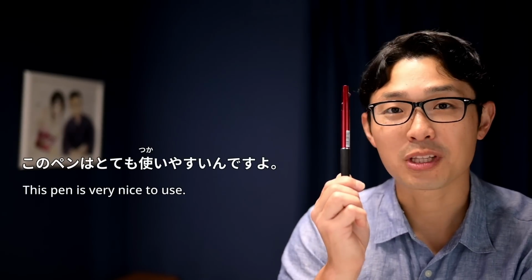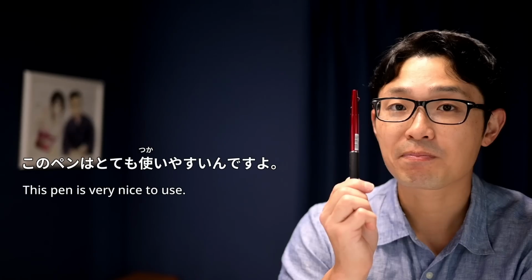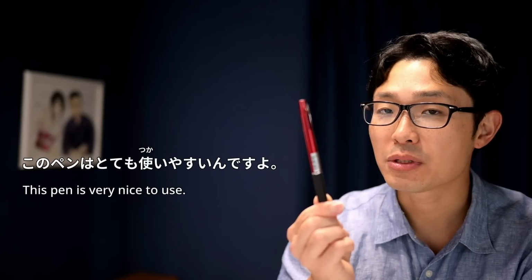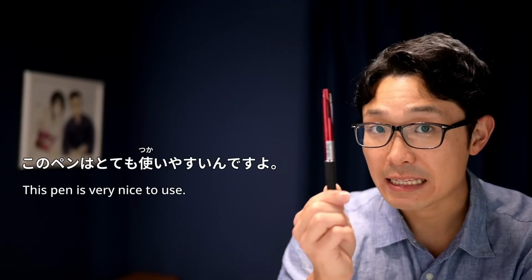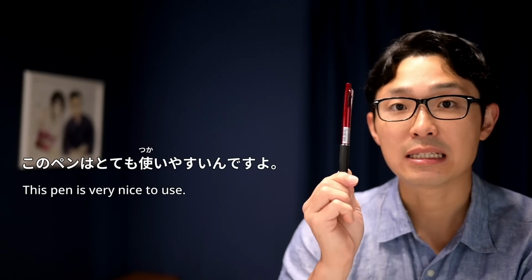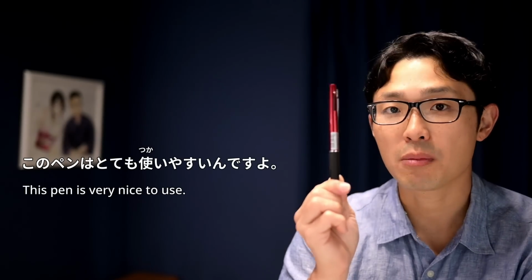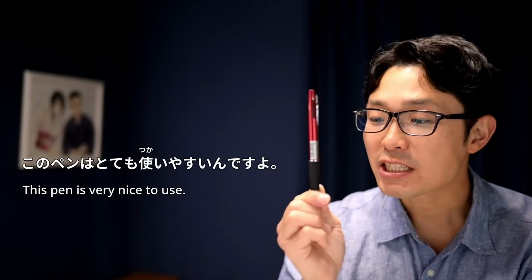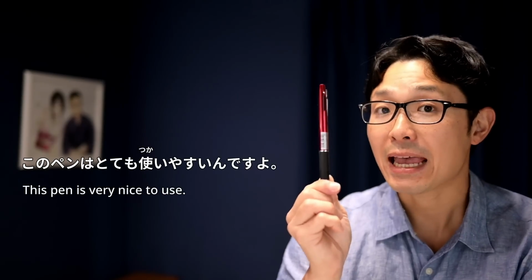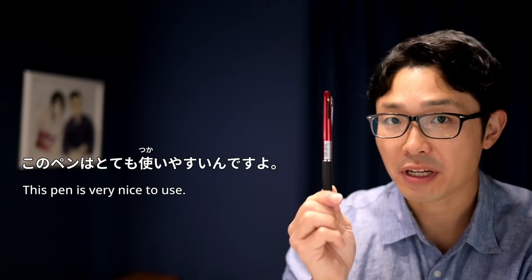For example, I show this pen to you, and I want to talk about this pen. I will say, このペンはとても使いやすいんですよ。I mentioned this pen using the particle は because this is the focus of my speech. This is the topic I wanted to talk about. And the topic must be something that I and you can focus on.